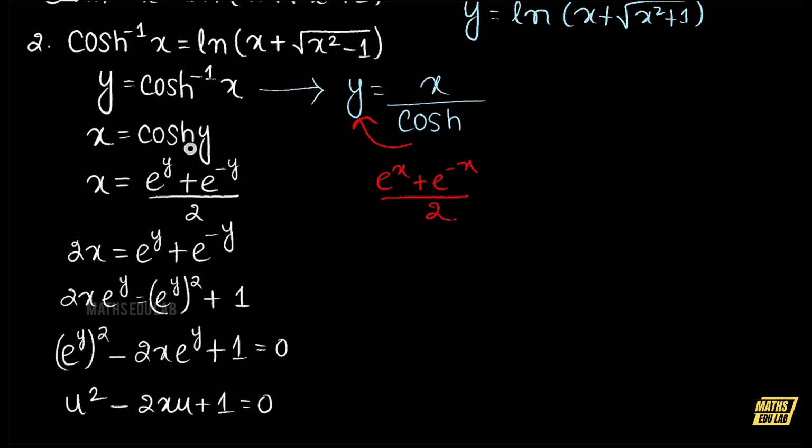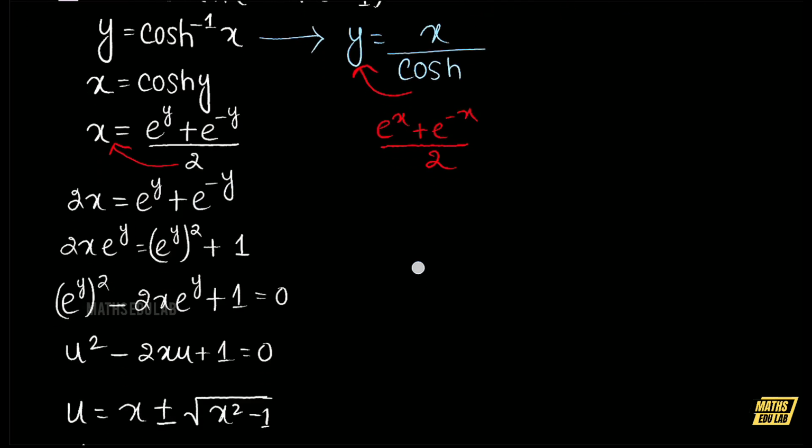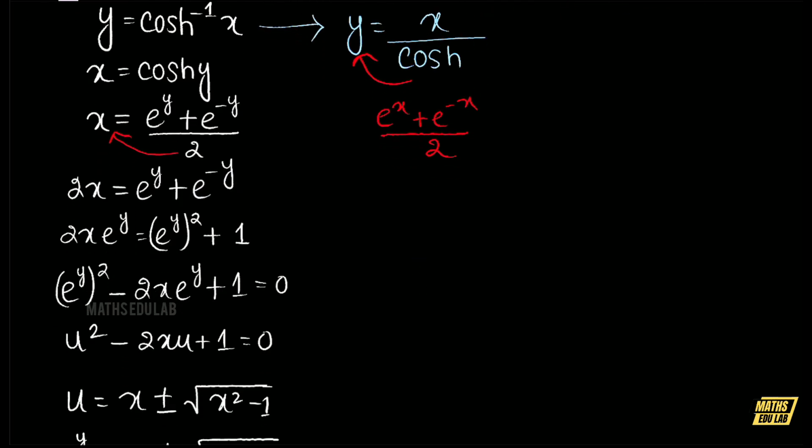So here the variable is y. So I have written e to the power of y plus e to the power of minus y upon 2. Now multiply this value to the other side and we get 2x is equal to e to the power of y plus e to the power of minus y. Similarly, we have to do the step which we have done in the previous formula. We have to multiply e to the power of y on both sides.